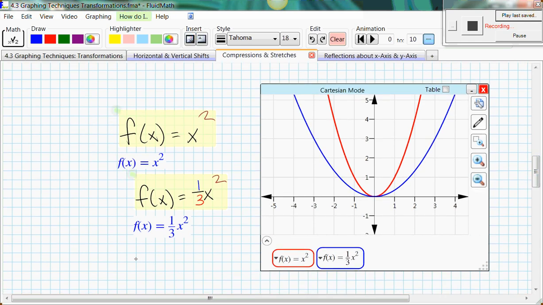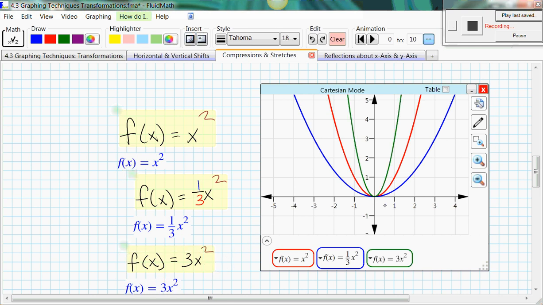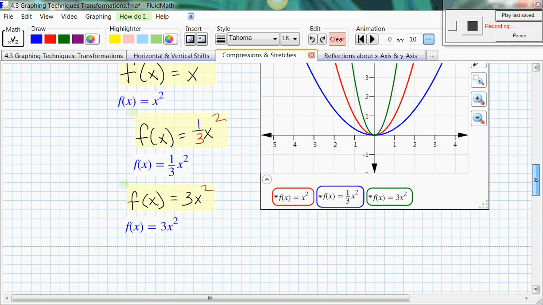A little bit wider. So what if I multiply by f of x is equal to 3x squared? Well, that should give me a stretch, and if I put that onto the graph, it stretches it, makes it a little bit skinnier. So there are compressions and stretches that can be done to our functions there.